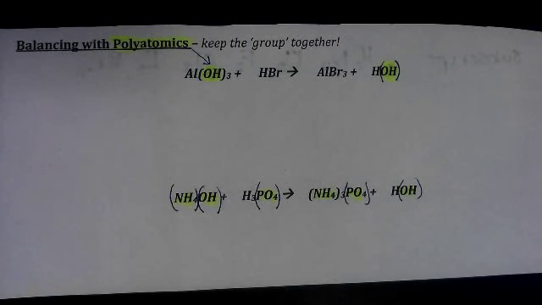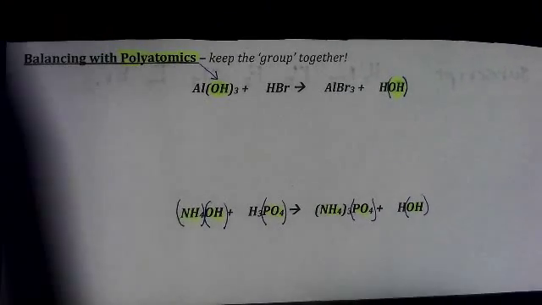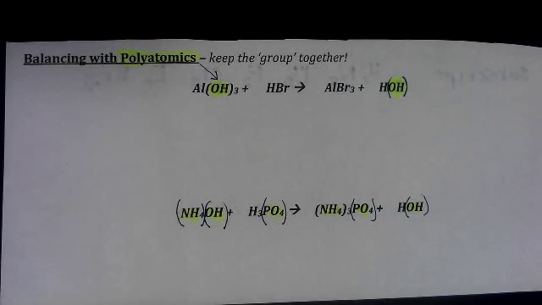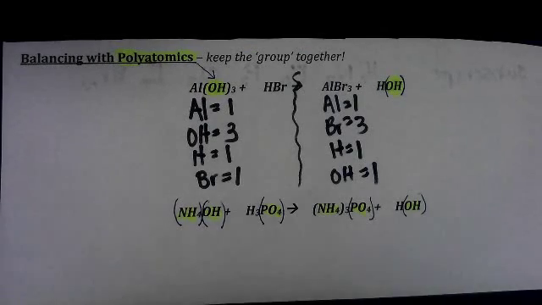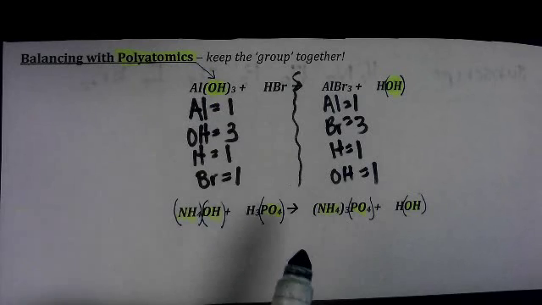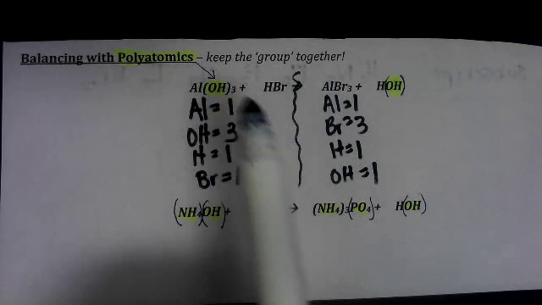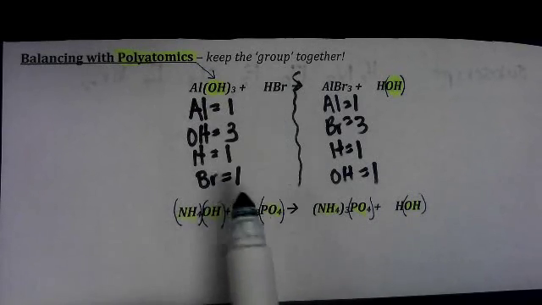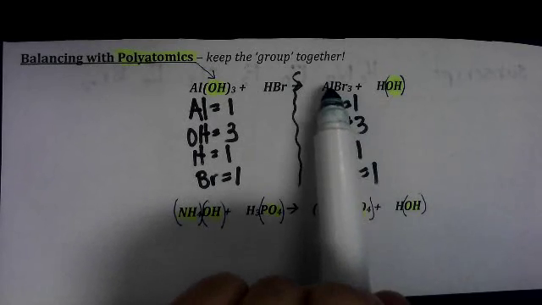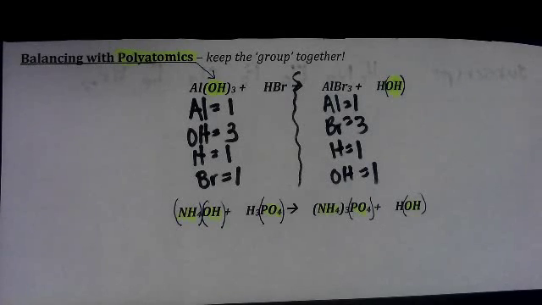Now we're going to go and balance just like we've done before, except you keep the polyatomic ions bundled together. So let's do our atom inventory. So you can see I've done the atom inventory for you. 1 aluminum, 3 OHs because the subscript on the outside distributes to everything on the inside of the parentheses. 1 hydrogen, 1 bromine. 1 aluminum, 3 bromine, 1 hydrogen, and just 1 OH on this side.